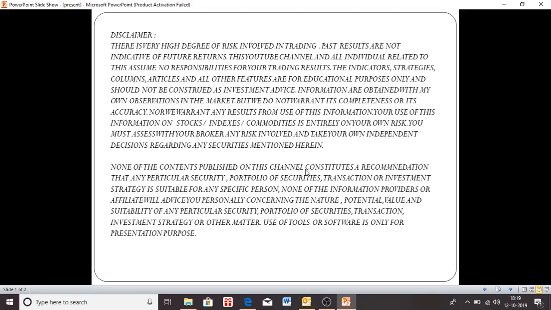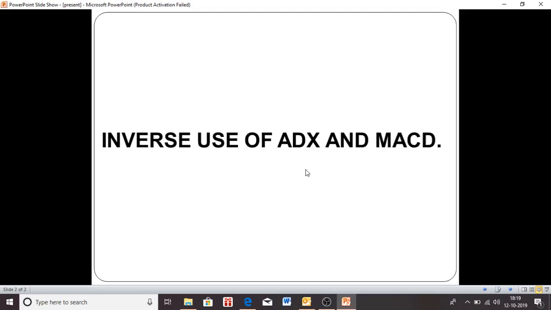Welcome all, and today we're going to discuss the inverse use of ADX and MACD. You might have used ADX, the average directional index, and MACD, moving average convergence and divergence, for the purpose of trading in their natural way of using. What I mean to say is, the way it is meant to be used, you might have used earlier, right?